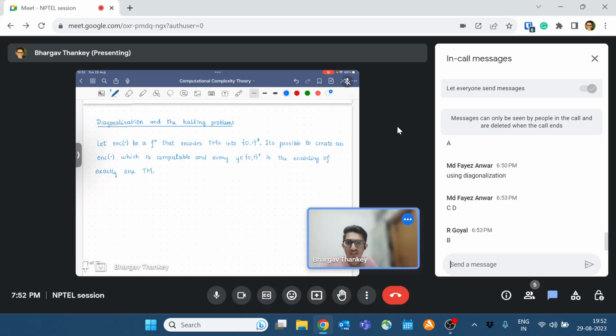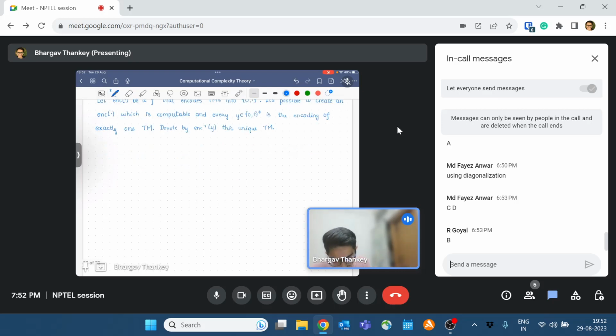So we have this encoding with these properties. It's computable. Every y encodes exactly one TM. And what I'll do is denote by ENC inverse y this TM. This is just notation I've set up so far. I haven't gotten to the proof yet. So the proof starts now.